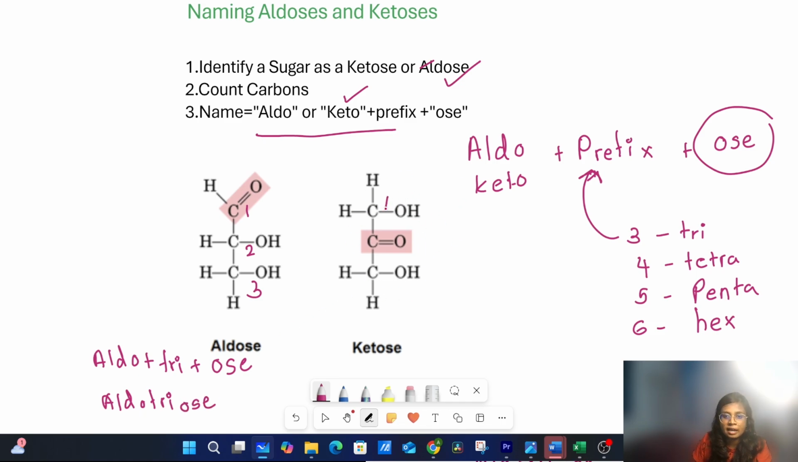For this one, it has 3 carbons, and this is a ketose based on the location of the carbon double bond O. So the first part should be keto. As it has 3 carbons, it should be tri, and the end part should be ose. So it is keto, and we can call it ketotriose. This is more specific than the earlier classification, because with the previous one we can't tell the number of carbons it has. With this classification, we can get an idea about the number of carbons it has.